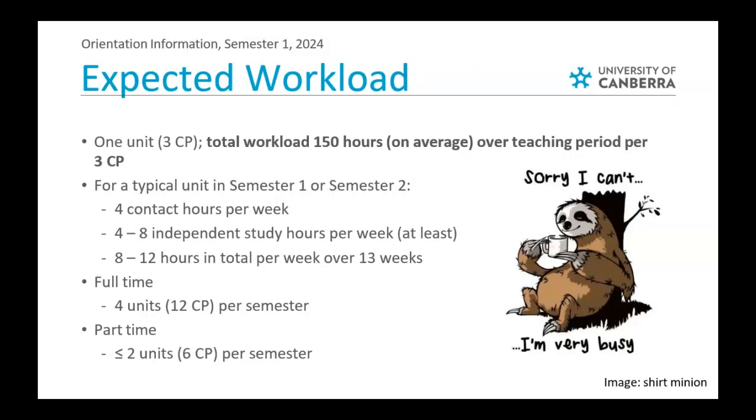Your expected workload. One unit of 3 credit points is a total workload of 150 hours across the semester. Think about that: 13-week semesters plus maybe 2 weeks of exams, you're looking at 10 to 12 hours per week per unit. When you say it like that, it can become quite scary, but make sure you're managing that load. Different people will need different amounts per unit, depending on how they feel about those topics. But in general, this is what's expected.